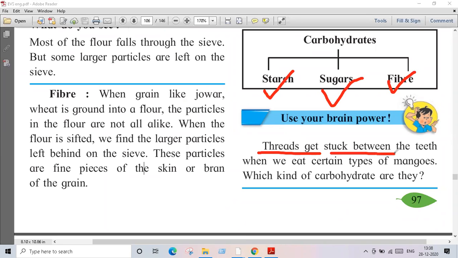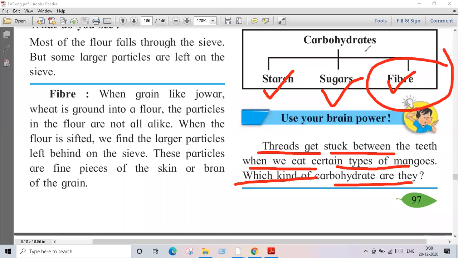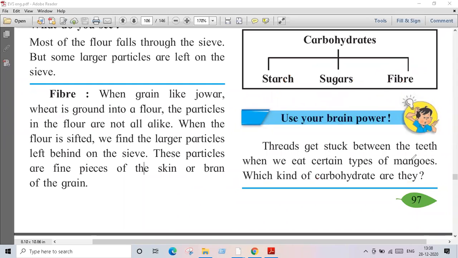Threads get stuck between the teeth when we eat certain types of mangoes. Which kind of carbohydrates are they? कोणते आहेत ते? So they are the fibers. काही काही वेळेस काही आंबे खाताना तुम्हाला काय होतं बघा, काही आंबे खाताना आपल्याला दातामध्ये अडकतात बऱ्याच गोष्टी. सो फायबर अडकतात त्याची. बरं, काही वेळा मेथीची भाजी सुद्धा अडकते. बऱ्याच गोष्टी अशा अडकतात आपल्या दातामध्ये. शेपू अडकते. So they are generally made of the fibers. Getting?